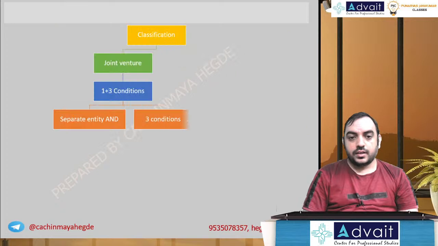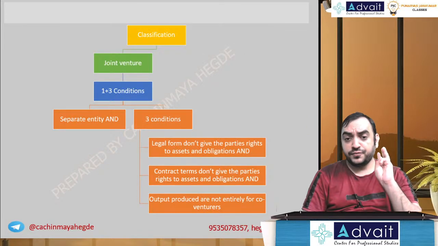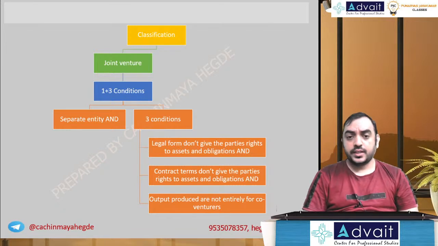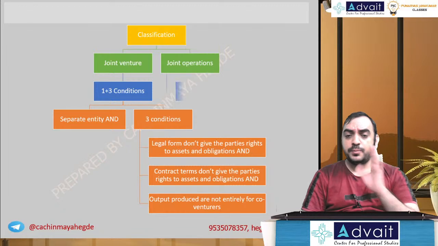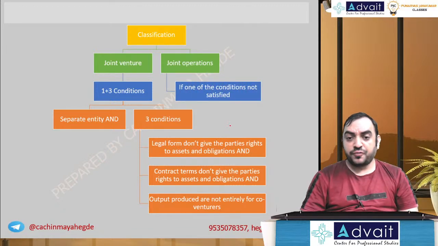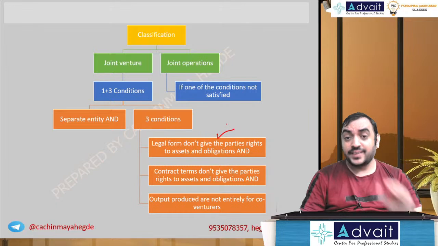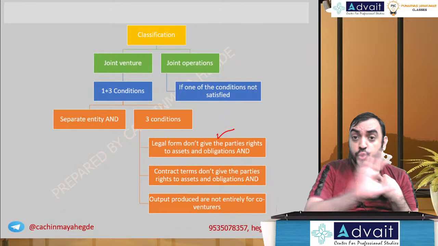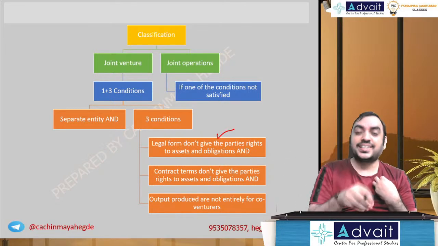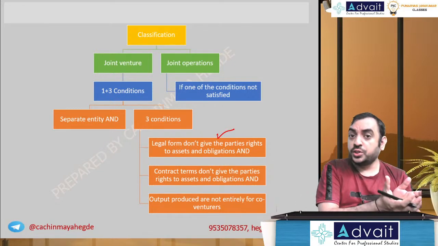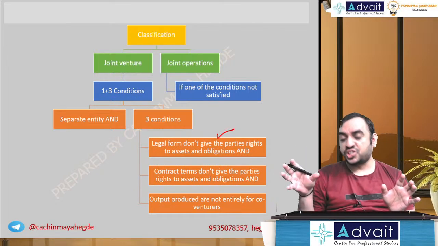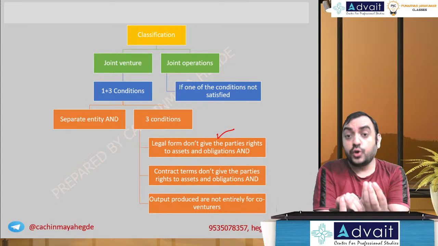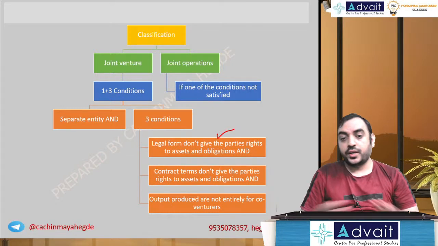Okay. So you need to look at three conditions for you to classify it as a joint venture. If any of the three conditions is not satisfied, it becomes a joint operation. Legal form: it should not give the parties rights and obligations for individual assets. Individual parties should not have rights and obligations of specific assets. It should always be collective ownership and not a predefined ownership. In that case, it is a joint venture. If you have individual ownership, it becomes a joint operation.